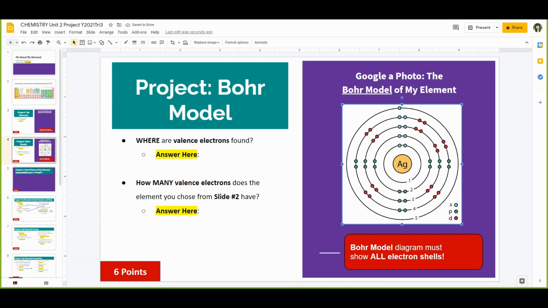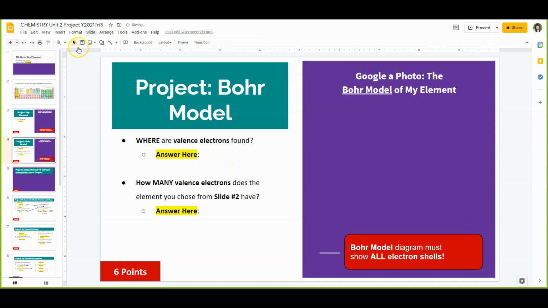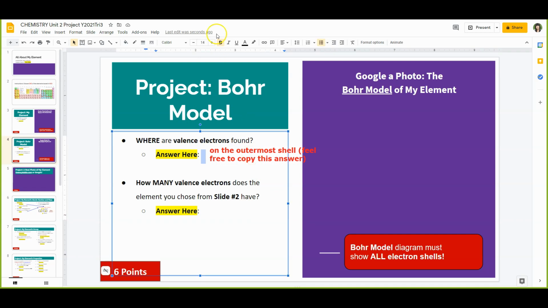Then it says, where are valence electrons found? So I'll go ahead and tell you right now that the answer to this one right here is on the outermost shell. So you can copy that answer. Feel free to copy this answer. Okay. And how many valence electrons does your element have that you chose? Well, that's based on the outermost shell of your Bohr model.